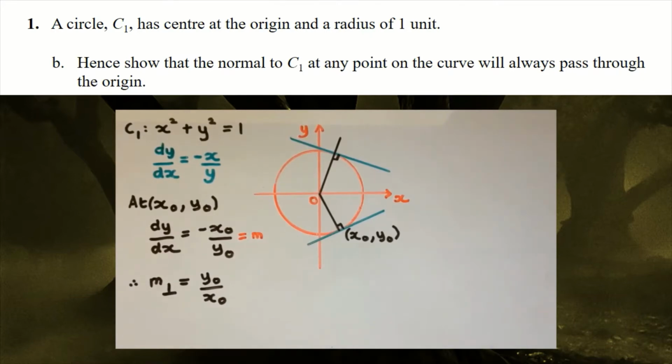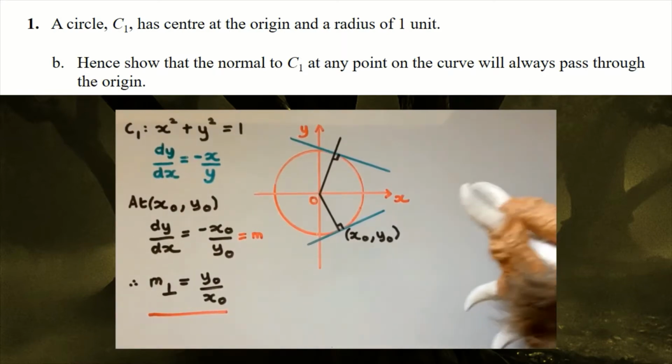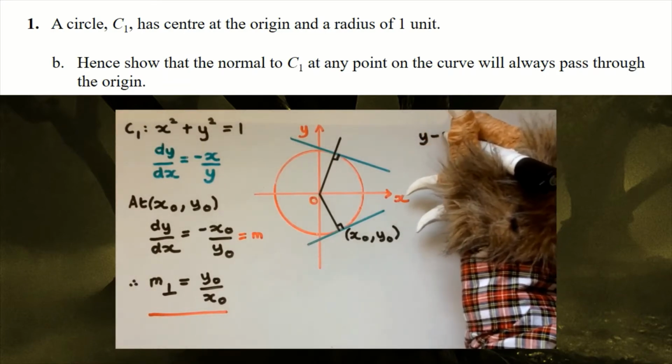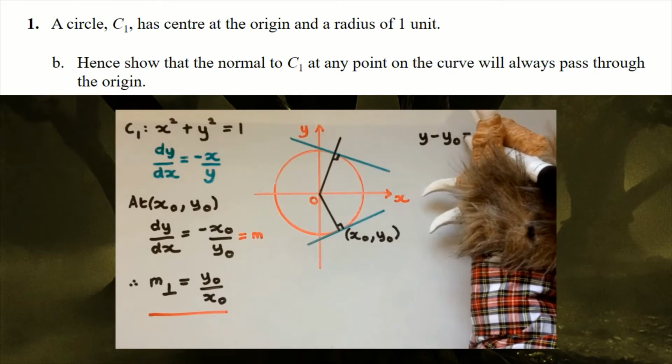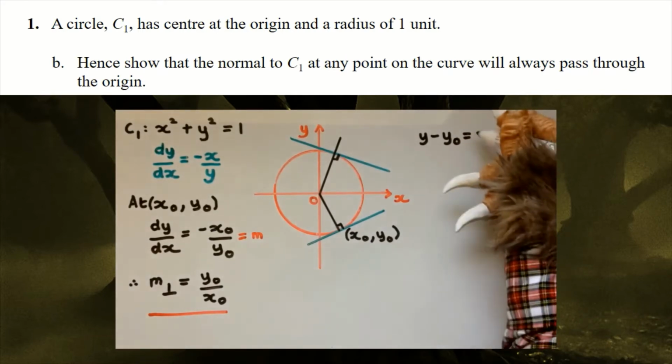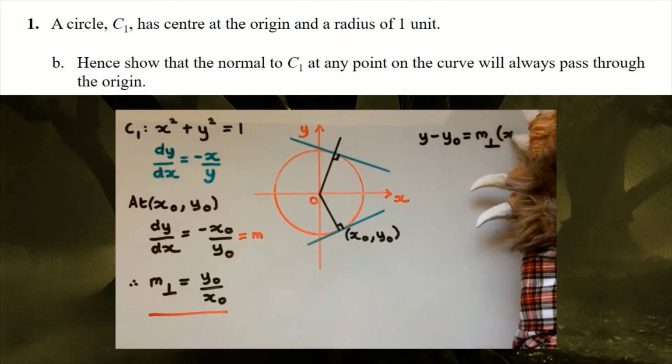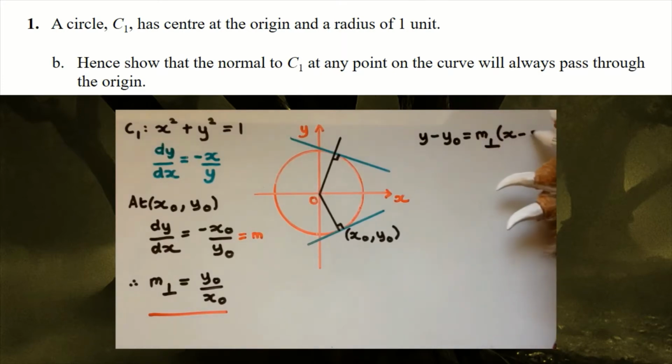In a similar vein to what we did in part A, we're going to form an equation of the normal. So we've got the gradient of the normal there. Now we just sub everything in. I'll just move over here. So let's use the formula again. So y minus the y coordinate is going to equal the gradient. So that's the perpendicular gradient multiplied by x, subtract x naught, like that.